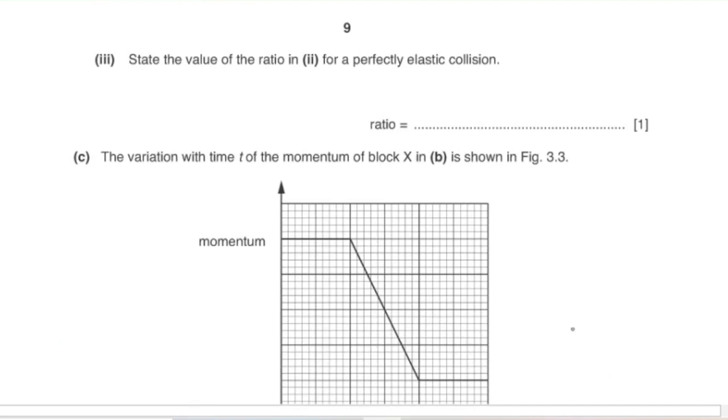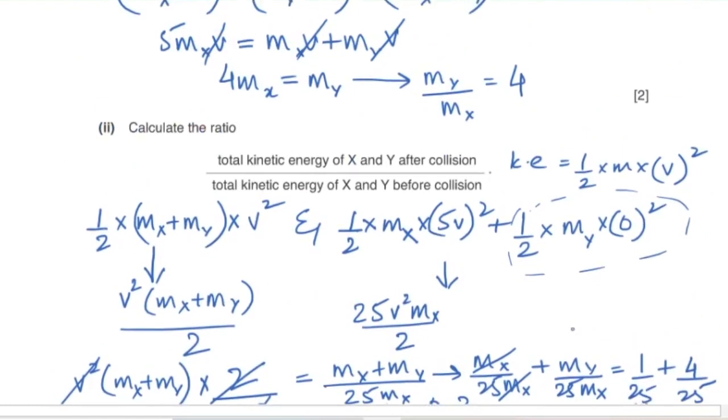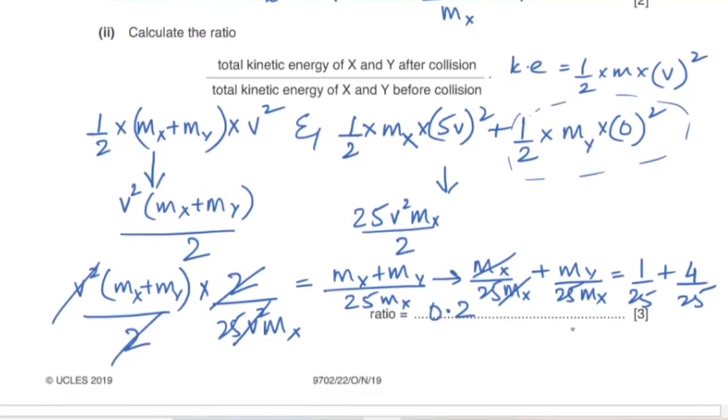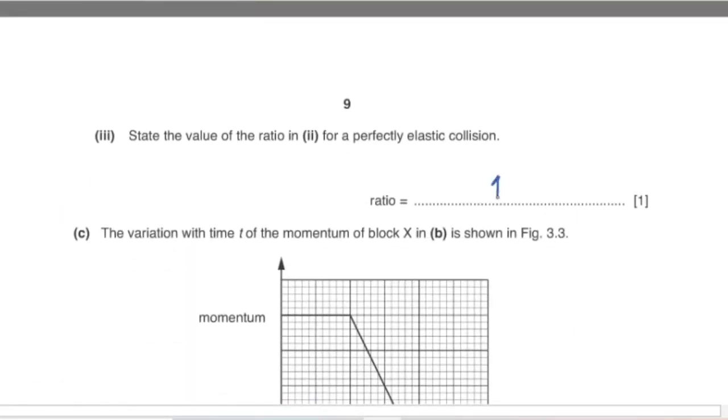Part 3, state the value of the ratio in part 2 for a perfectly elastic collision. A perfectly elastic collision will have conservation of both momentum and kinetic energy. So for a perfectly elastic collision, my ratio of total kinetic energy of both moving objects before collision and after collision will be 1. So over here I'll write 1.